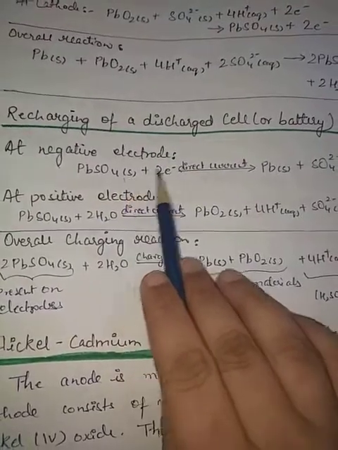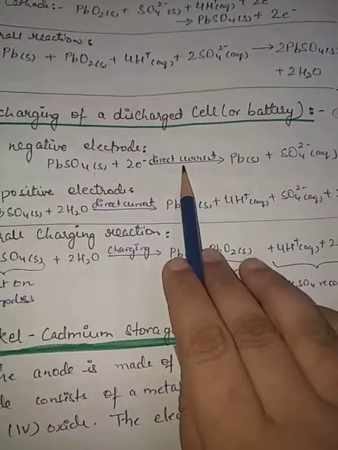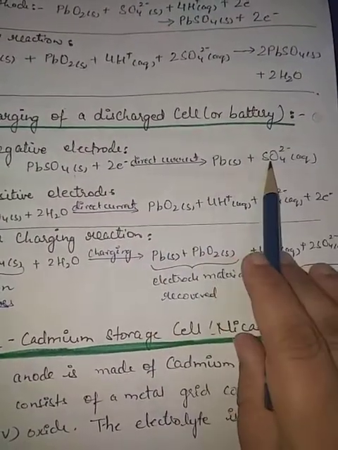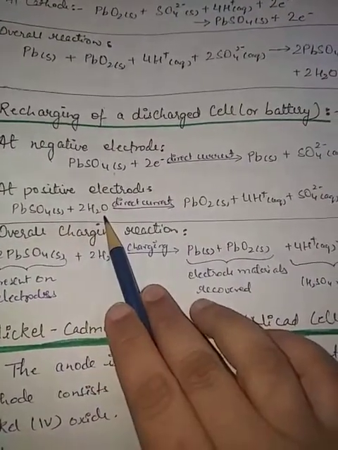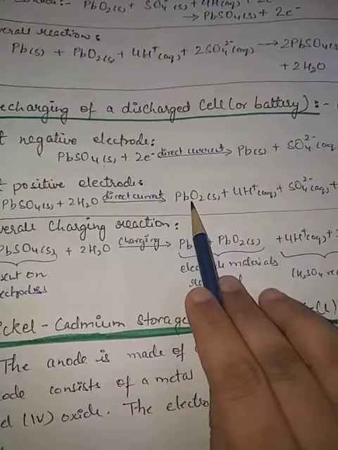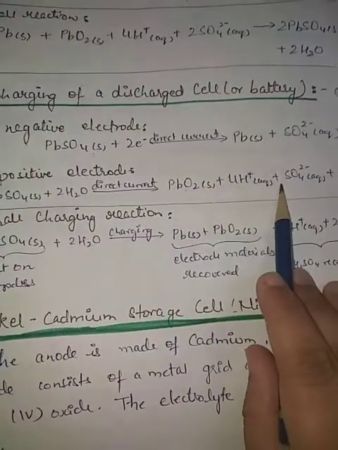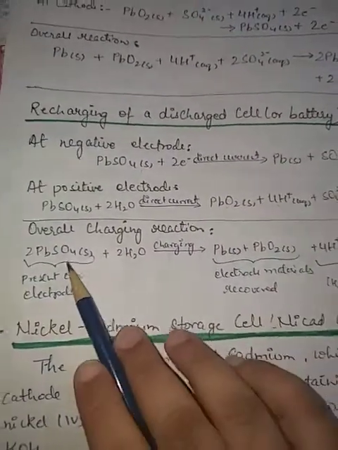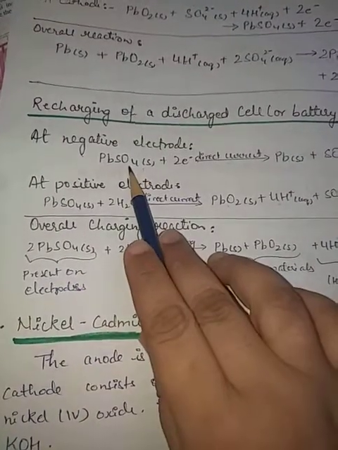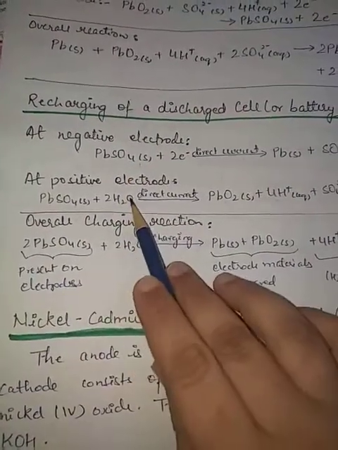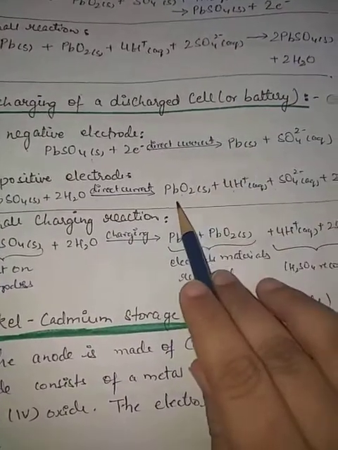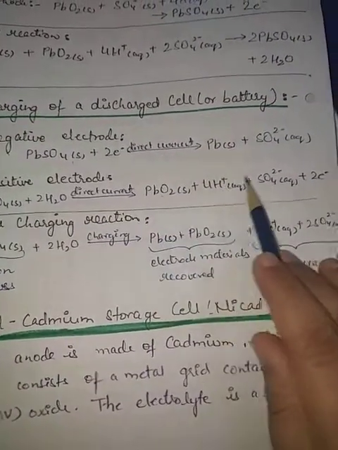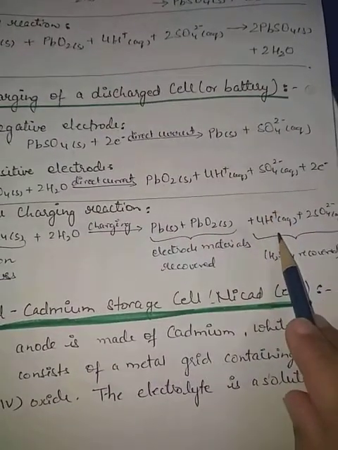Lead sulfate is there, plus 2 electrons, direct current is there, DC current, we will get lead and sulfate aqueous. Here too, lead sulfate in water, direct current is there, we'll get lead oxide, 4H+ and SO4 2-. Means, if you see the overall reaction, lead sulfate is there, water is there, lead is there, lead oxide is there, and we'll again get sulfuric acid.